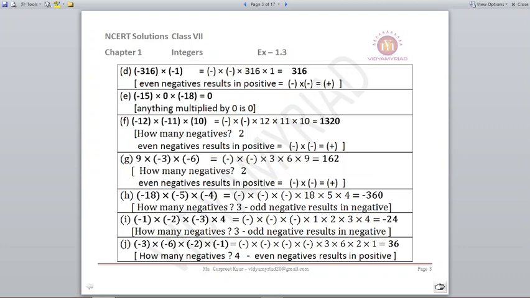H part, minus 18 into minus 5 into minus 4. There are three negatives and 3 is an odd number. Whenever there are odd negatives, your answer will also come into negative. J part, minus 3 into minus 6 into minus 2 into minus 1. 4 negatives. 4 is an even number. Even number means my answer will come in positive.